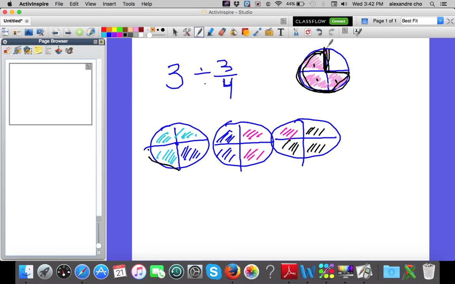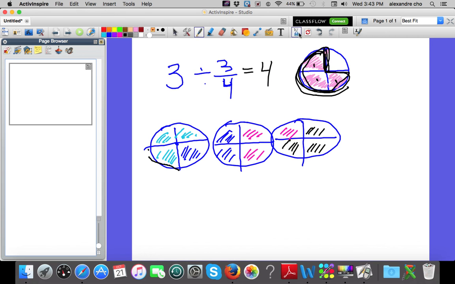So how many times was I able to put 3/4 into 3? 1, the blue is 2, the pink 3, and the black here 4. So the answer is 4 times. Okay. Let's do another one.